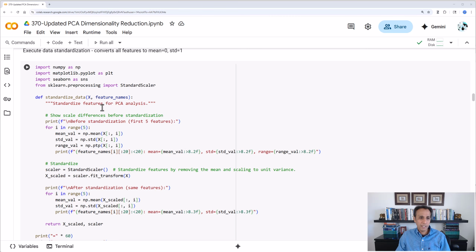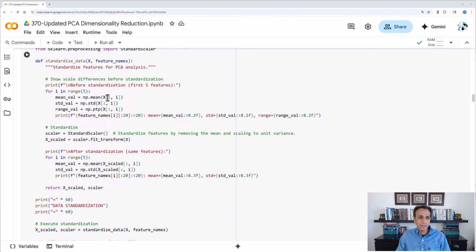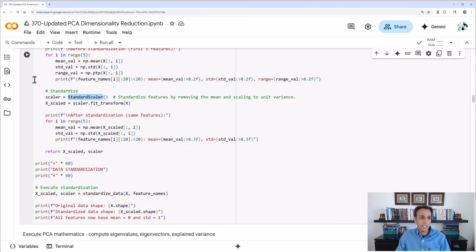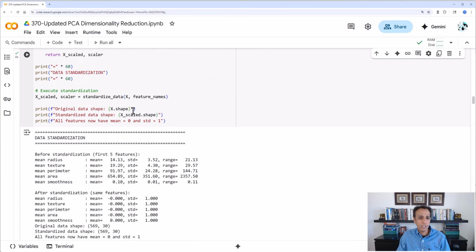So we are going to standardize it. Here I'm actually showing you before standardization and after standardization, printing out a few values. For standardization, we are using StandardScaler. Again, it removes the mean and scales to unit variance. That's the whole point of standardization. So let's go ahead and run and print it.